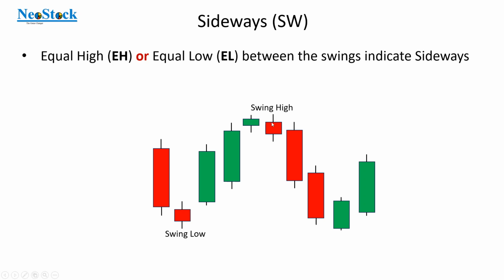If it is a high, it is an equal high, which is what we saw in the previous example. And in this example, we are seeing an equal low here. Because we got an equal low, we can immediately identify the trend as sideways. Because in an uptrend or downtrend, you never get equal lows or equal highs.